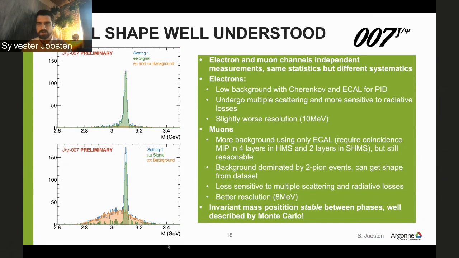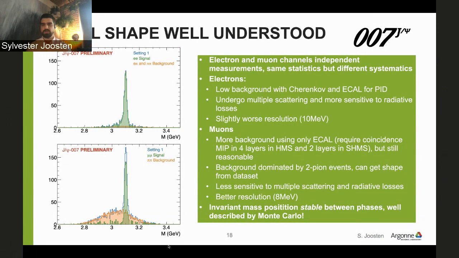I was not very hopeful when we started looking at this because the spectrometers are not set up to measure muons. But it turns out if we do this and have the standard coincidence time requirements for the events, the background mostly disappears. Background is dominated by two-pion events. We can still get the shape from the data set. We're less sensitive to multiple scattering and radiative losses, and we have a better resolution because of that, of 8 MeV. And I just wanted to highlight that we found the peak position to be completely stable between the different settings, and we can also describe the positions very well with what we understand from the Monte Carlo.